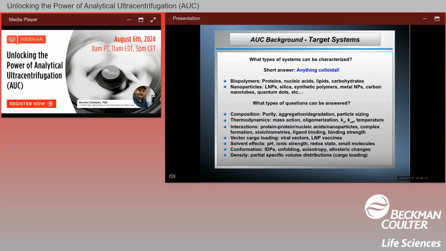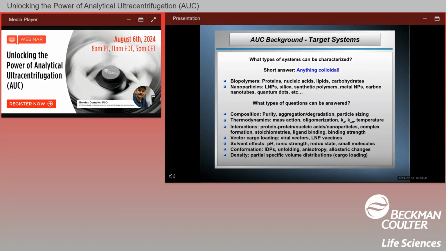Next, we can tell about thermodynamics of a reaction, which may be caused by mass action. That is, as you increase the concentration, you get larger oligomers. So we can then determine the oligomerization behavior of a molecule and determine its dissociation constant, its off rate, and we can then follow that as a function of temperature as well.